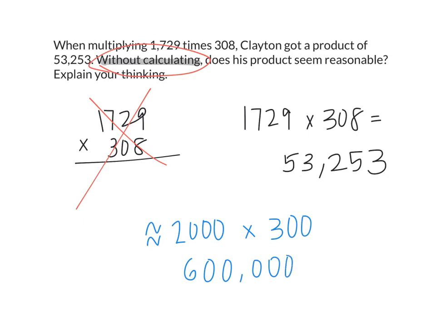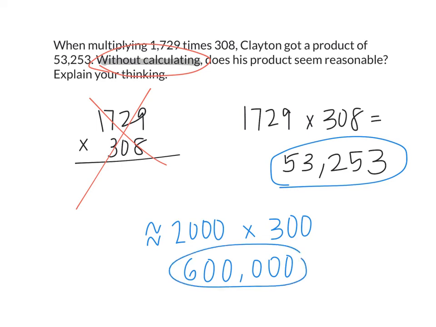So does it seem like his answer is reasonable? No. It's way too what? Small. Way too small. So the answer is no, because you can see this only goes to the 10,000s, whereas our estimate shows that we need to go to the 100,000s. So the answer is no. His answer is not reasonable.